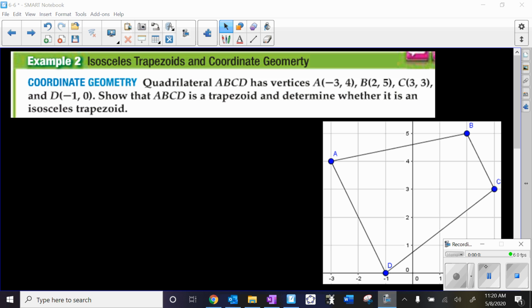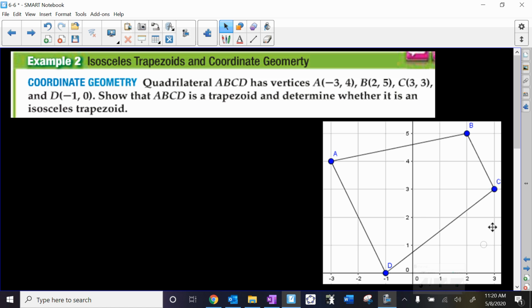We can also prove whether we have a trapezoid or an isosceles trapezoid on a coordinate plane. So for this, it tells us we have a quadrilateral ABCD. It wants us to show whether this is a trapezoid and then determine whether it is an isosceles trapezoid. So going back to the definition of a trapezoid, we put down the definition of a trapezoid having exactly one pair of parallel sides. So in order to show parallel, we need to use slope.